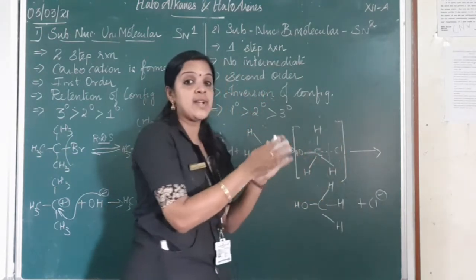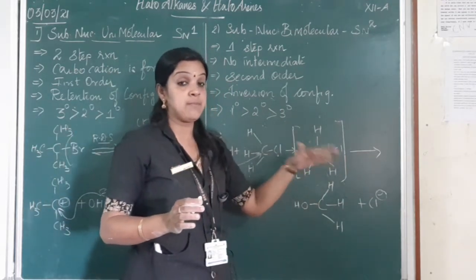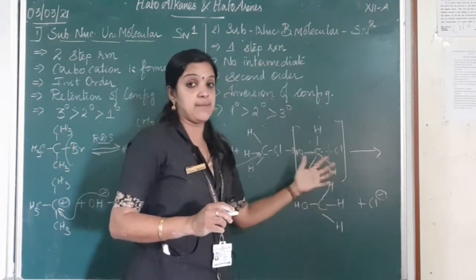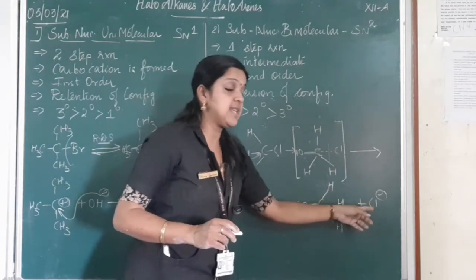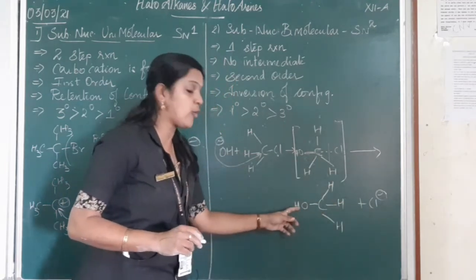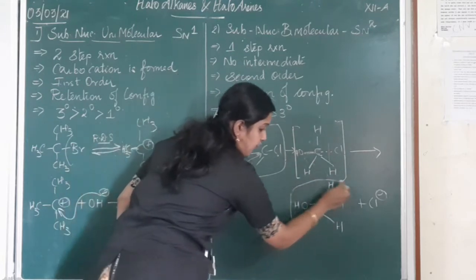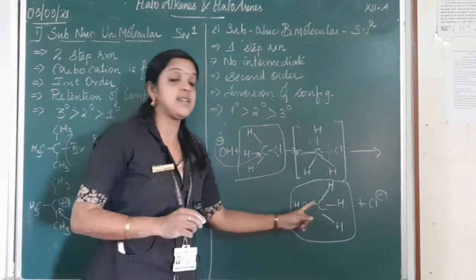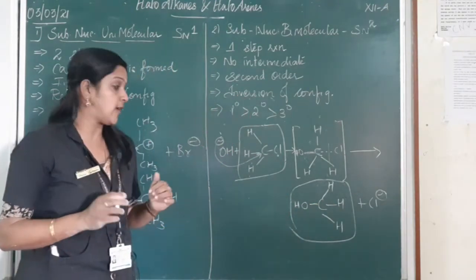So this is a transition state where you can see carbon with 5 different atoms at the same level. At the same step, when this C-Cl bond breaks, the Cl comes out as chloride ion, which is a leaving group, and you get OH formed at the other side. So this is my reactant and this is my product. If you see the configuration, the Cl is on the right side, here OH is on the left side. That's why we say it is an inversion of configuration.